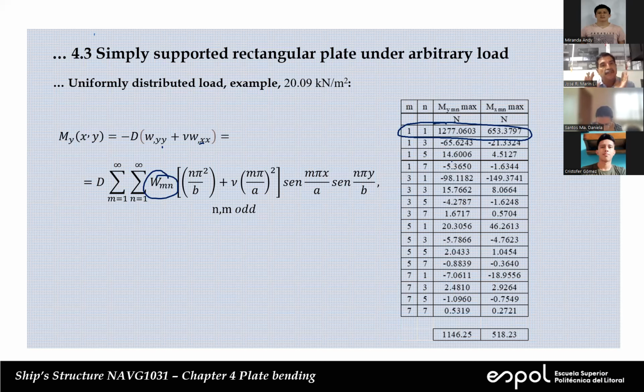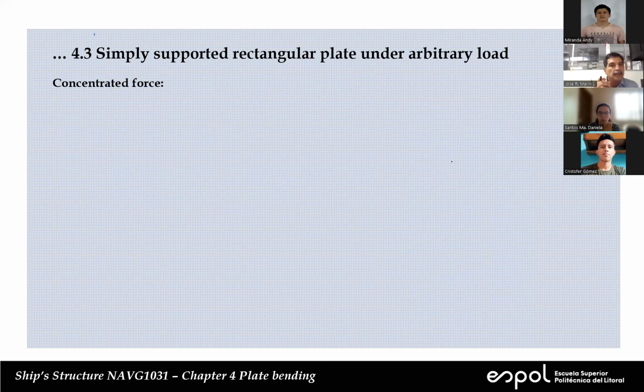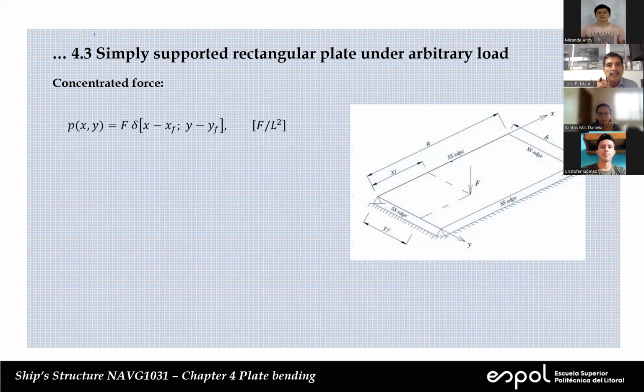So this is for uniformly distributed load, okay? The other loading that we usually have is concentrated force, okay? And in this case, the concentrated force, we have to apply a delta Dirac function, okay? So this is a delta Dirac, but in 2D. Okay, and we have units of 1/L squared.